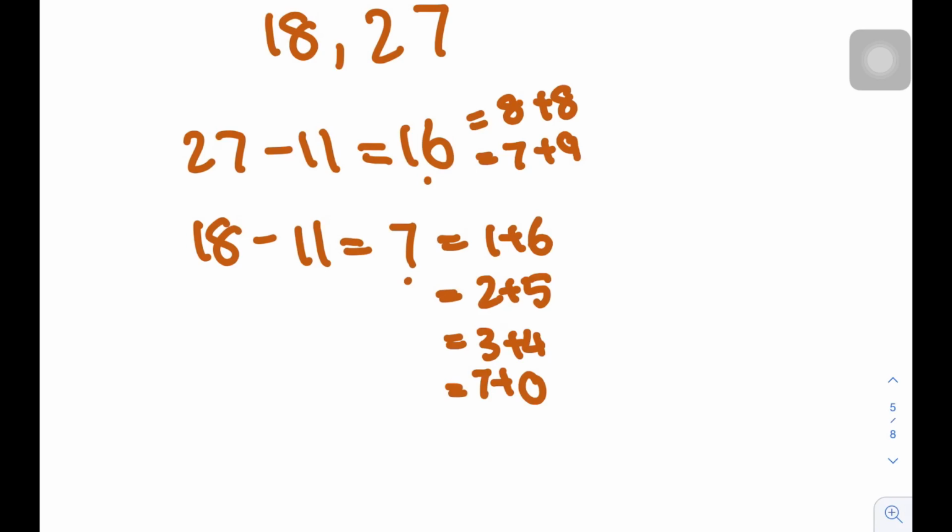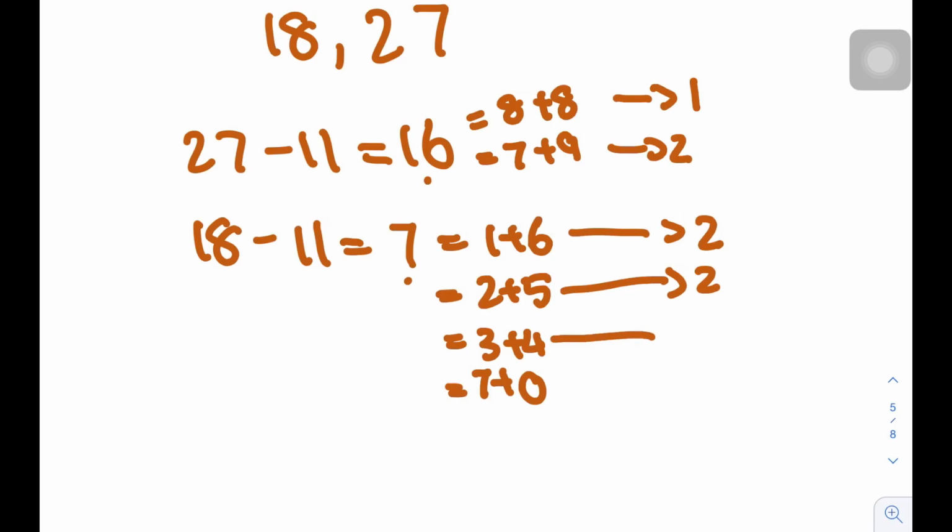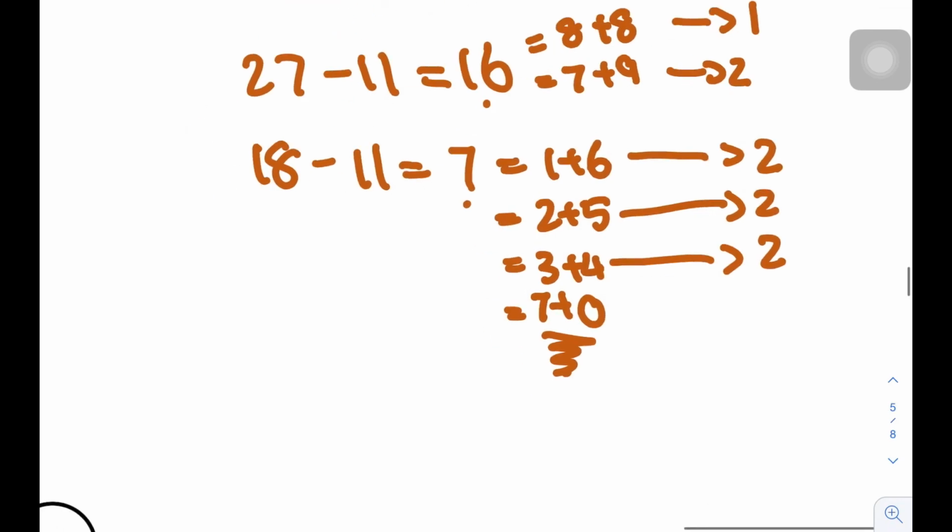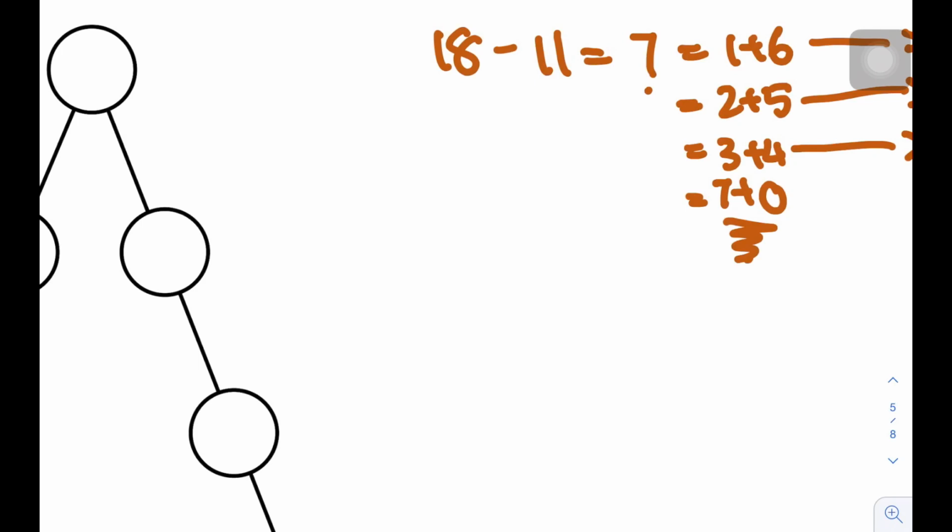So for 8 and 8, it doesn't matter which one you place before or after. It still gives you 8 and 8. However, 7 and 9 can also give you 9 and 7. So that's 2. 1 and 6 also gives you 6 and 1. 2, 5, 5, 2, 3, 4, 4, 3. And for 7 and 0, we're going to come back to that later. First, we're just going to look at these ones.